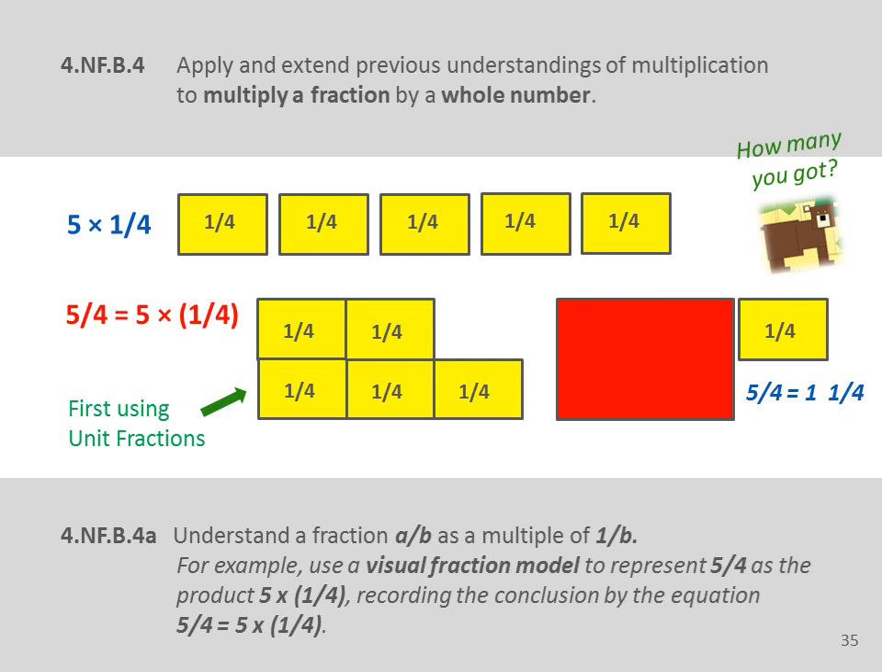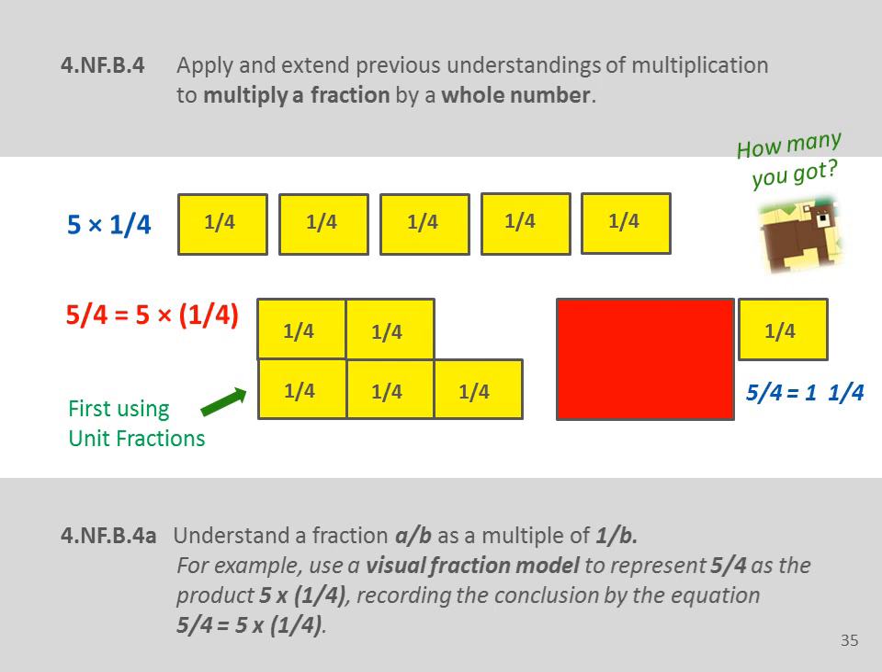The first section, 4A, reads, understand a fraction a over b as a multiple of 1 over b. For example, use a visual fraction model to represent 5/4 as the product of 5 times 1/4, recording the conclusion by the equation 5/4 equals 5 times 1/4.